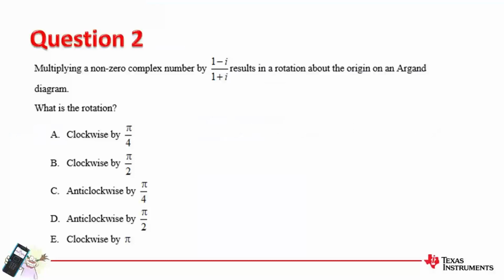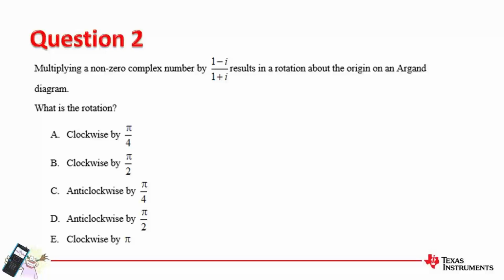Second question is a multiple choice question. We multiply a non-zero complex number by this quotient, (1 minus i) over (1 plus i), and then it will result in a rotation about the origin on the Argand diagram. The question is, which one is the rotation? So firstly, we need to find out what this number is.